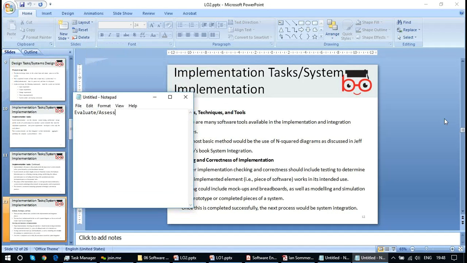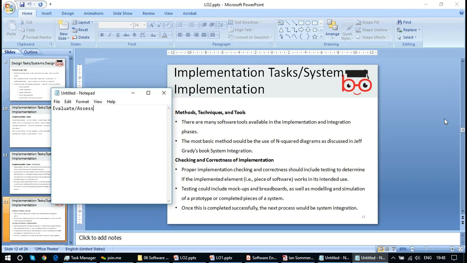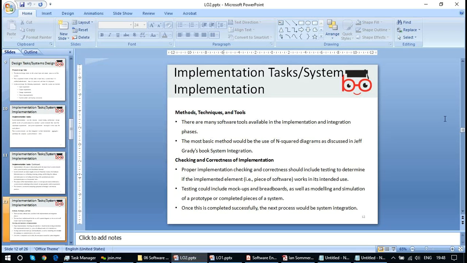Assessment is basically what we expect. We expect the answer in that particular order, and we know how well you have done. So the implementation, whatever you have done, you would have used the tools, and you are required to check the correctness of the implementation.